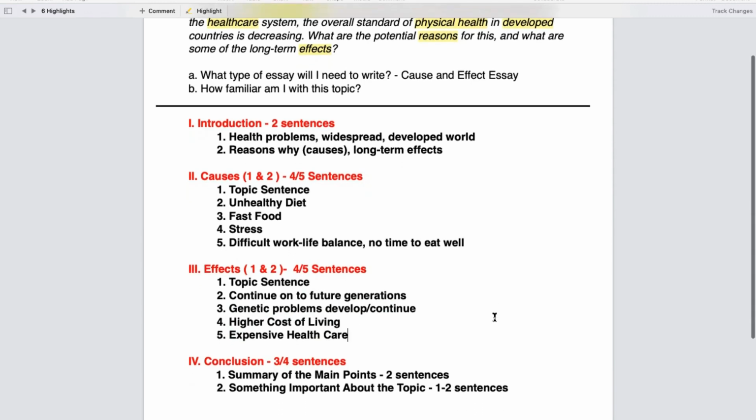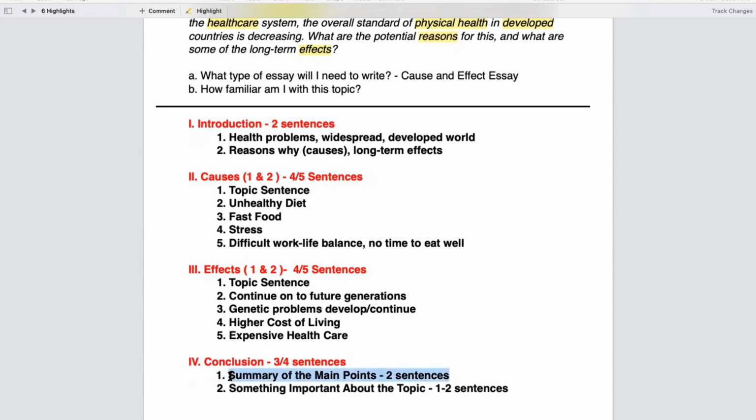Now for the conclusion, I have a summary of the main points. Basically, I'm talking about how diet from here, okay, and stress, so my two causes, contributes to future generations and a higher cost of living, basically. This is my summary. I've combined my two causes and my two effects. And then the second point is something important about the topic. I'll talk about the importance it has on society and on society's future, perhaps, okay? Okay, and this is my outline.